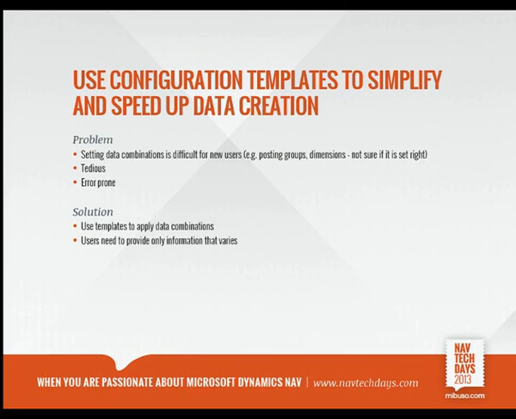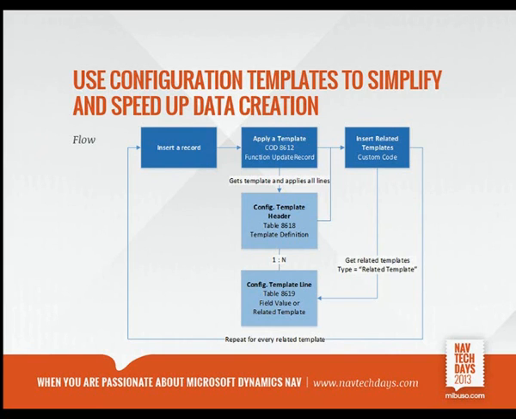So to show you how to implement the solution, this is the diagram and the flow. So we begin by inserting a record, and then we apply a template to a record, and then we insert all the related templates. In our example, we would insert a customer, and then related templates would be dimensions, because many users struggled with providing the dimensions. To insert a related template, we are just following the same flow. The related record template, we insert a record, apply a template, and then we can insert related template, if we would like.